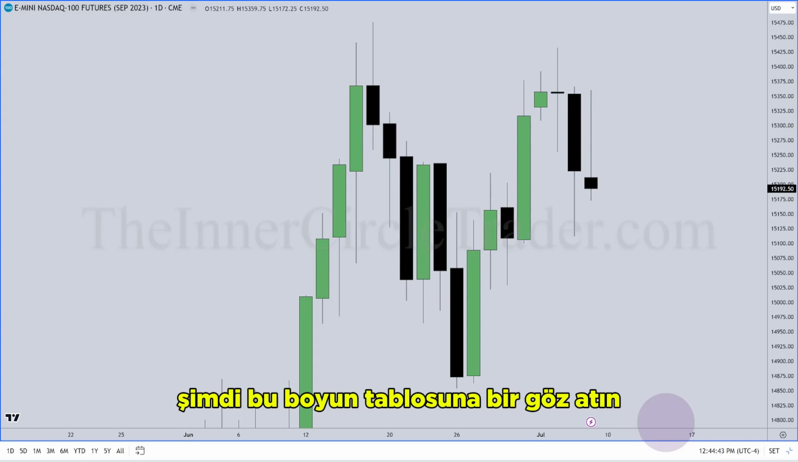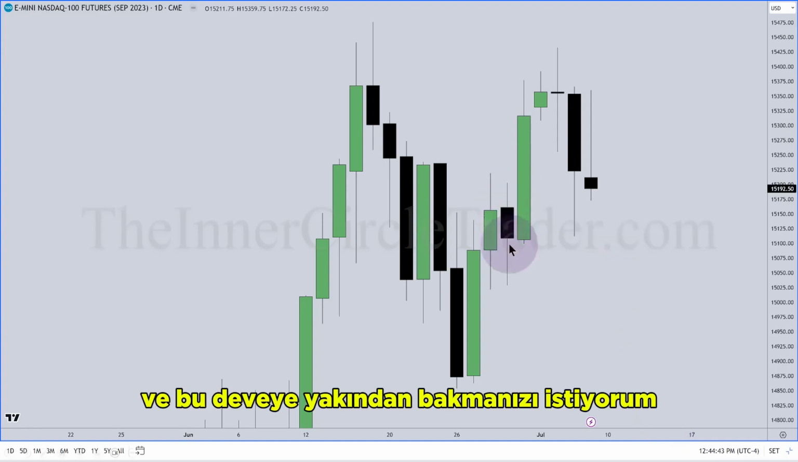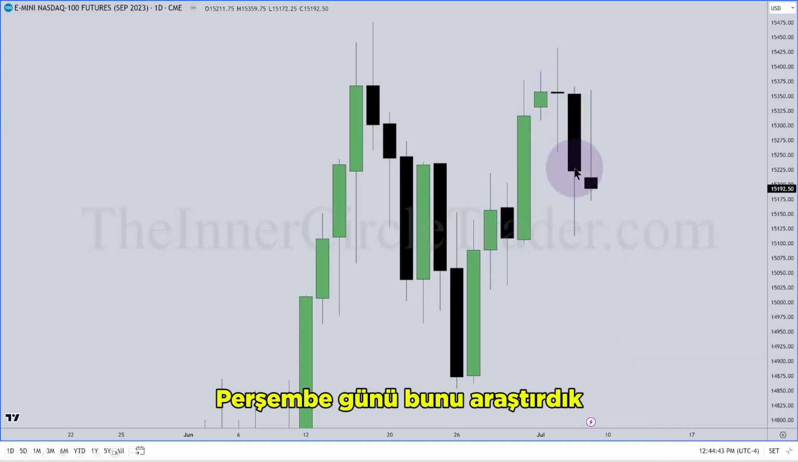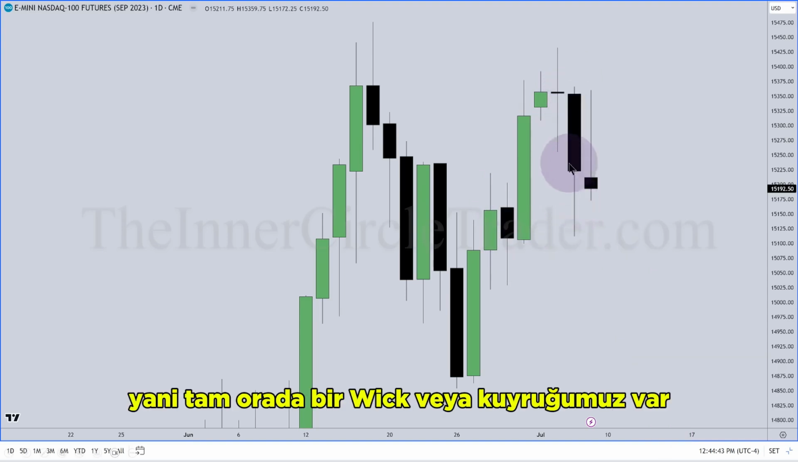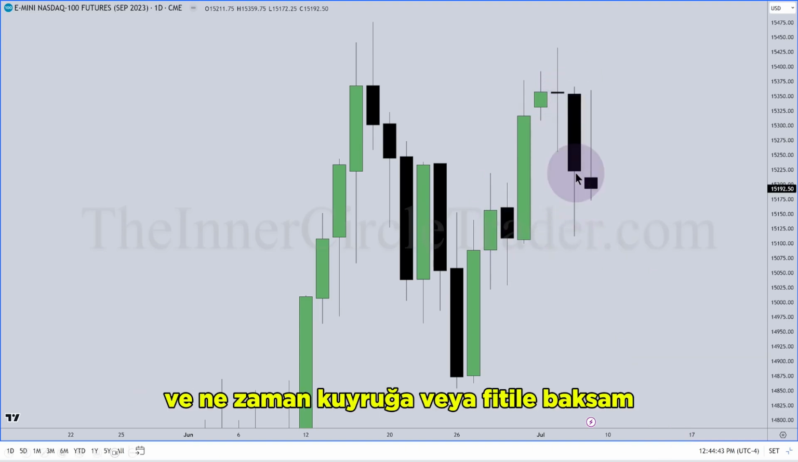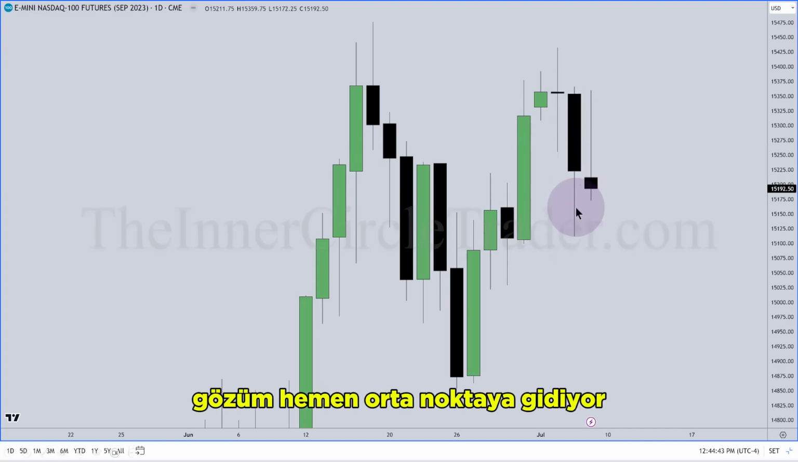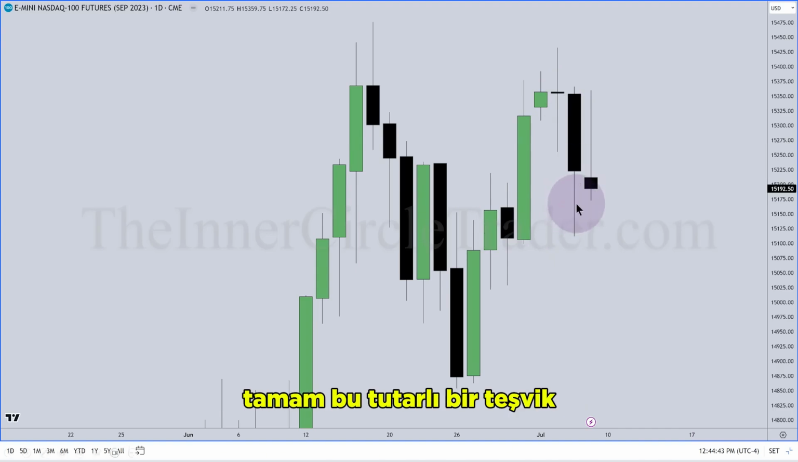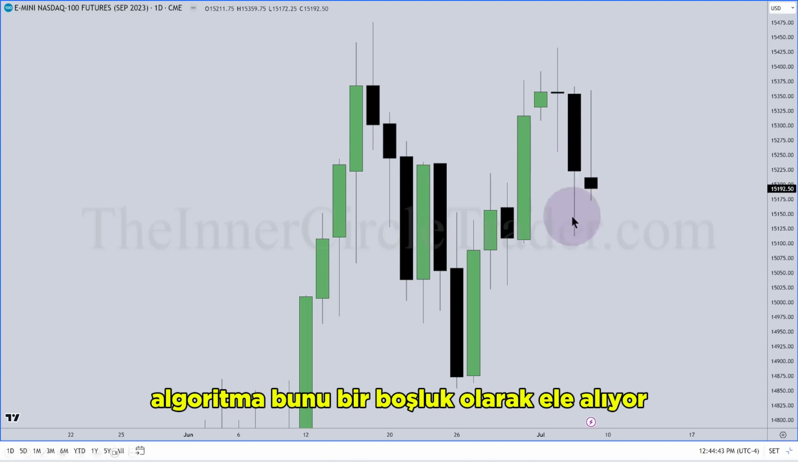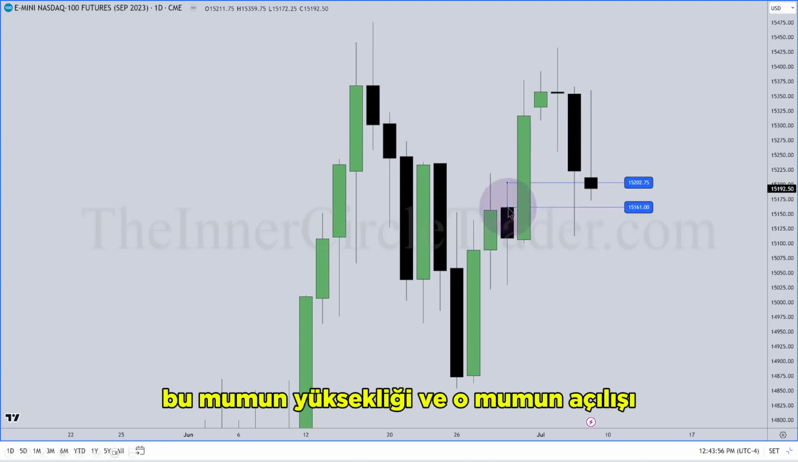So take a look at this naked chart, and I want you to take a look at this down closed candle here. We dug into that on Thursday. So we have a wick right there, or a tail, I guess you would call it. And whenever I look at a tail or a wick, my eye goes immediately to the midpoint. Okay, that's consequent encroachment. The algorithm treats this as a gap. The high of this candle and the open of that candle.